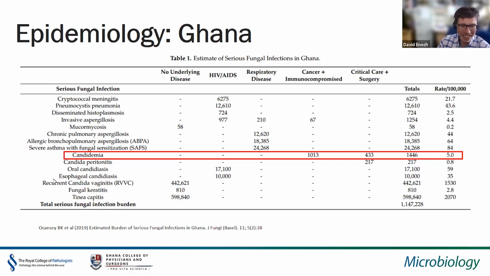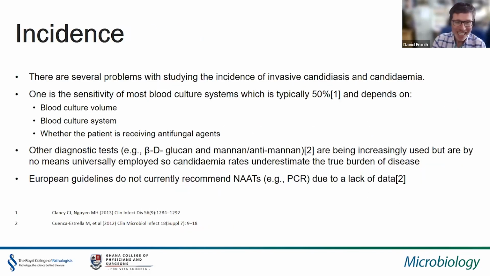Fungal keratitis is at the bottom of this with 800 cases. Again, I've probably seen about 10 of these cases, and I've probably seen about 10 cases of mucormycosis in the last 10 years. So we don't get many cases at all, really. Anyway, never mind.